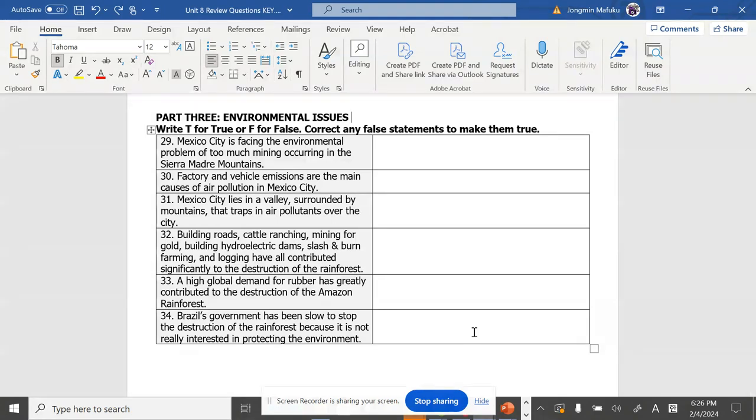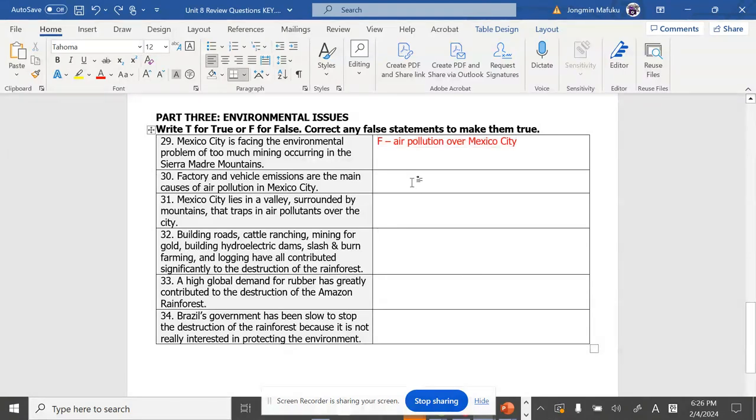Number 29, Mexico City is facing the environmental problem of too much mining according to the Sierra Madre Mountains. Although we know along the mountain there's a lot of mining going on, the environmental issue that Mexico City is facing is not the mining, but the air pollution over Mexico City. So the answer is false.